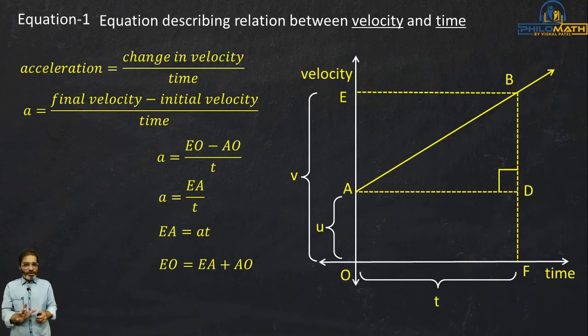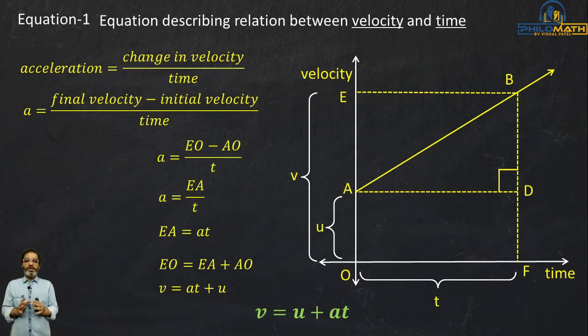Here it is velocity. So EO is nothing but final velocity V. EA we already found in the step above, that is AT, and AO from the figure again is U. So if I substitute all the values, what will I get? V equals AT plus U, and if I write it in the standard form, I get V equals U plus AT. So this is nothing but the first equation of motion.